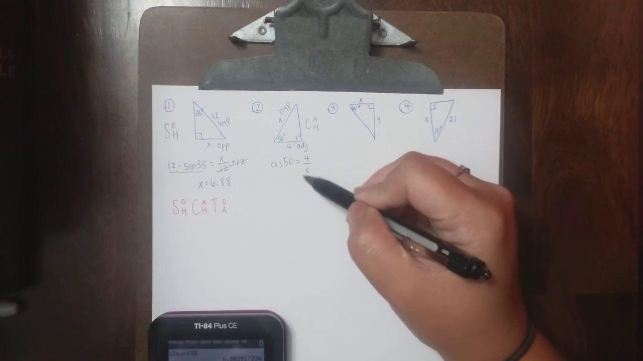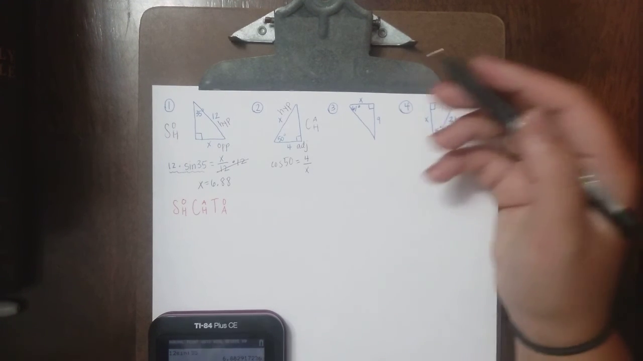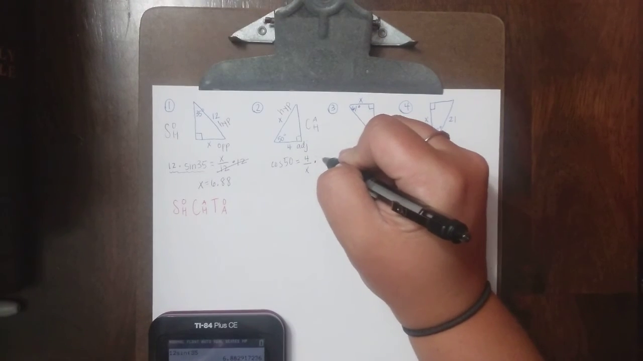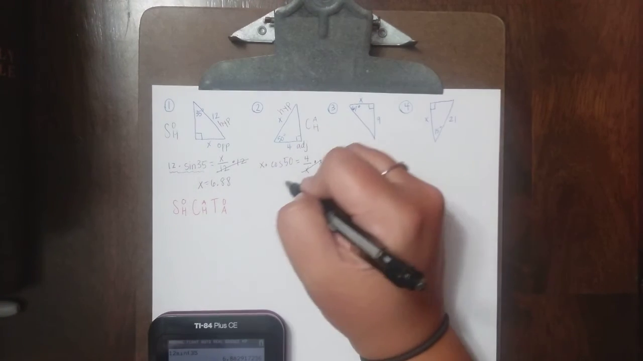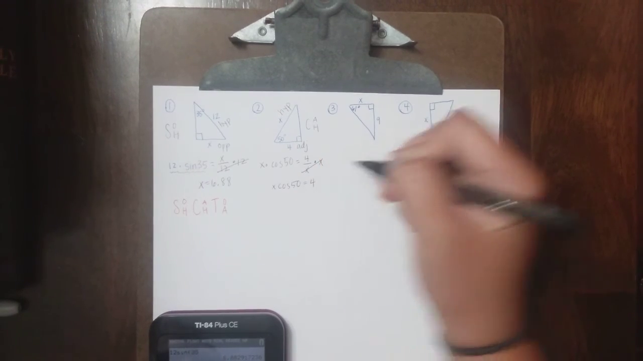Now when I go to solve this one, the algebra is a little different, because right now the x that I want is in the denominator, and I don't want it in the denominator. I can't solve for x if it's in the denominator. So what we can do is start by multiplying by x, right? Get it out. So now I have x times cosine of 50 equals 4. And then I want to get x by itself.